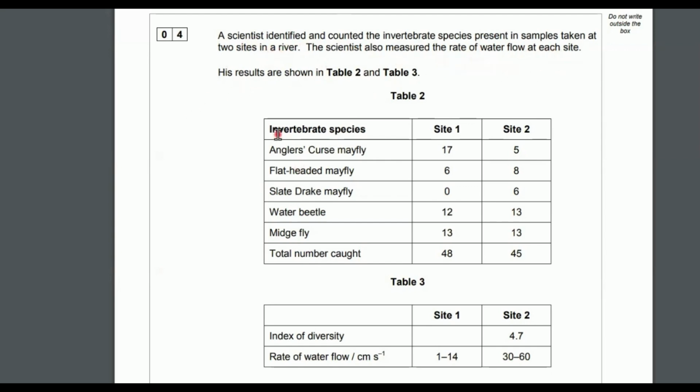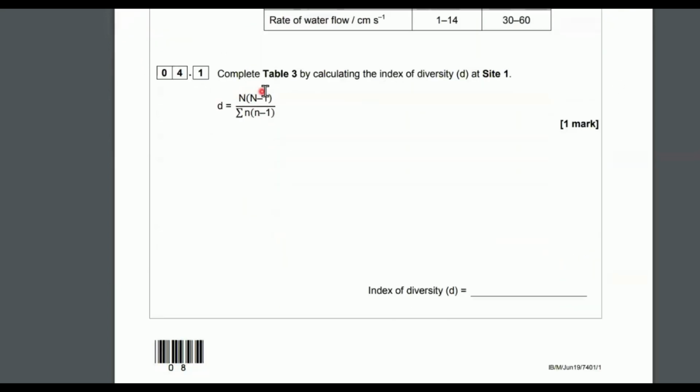We've got the name of the invertebrate species here, and then we've got site 1 and 2. And this shows the number of each species at site 1 and 2 on the river, different places on the river. Total number caught 48 and 45. Then we've got the index of diversity, which is 4.7 on site 2, which is quite high. And the rate of flow of water seems to be 30 to 60 at site 2. So the flow of the water is faster than 1 to 14 at site 1, and we haven't got the index of diversity at site 1, so we can all guess what we're going to be asked here.